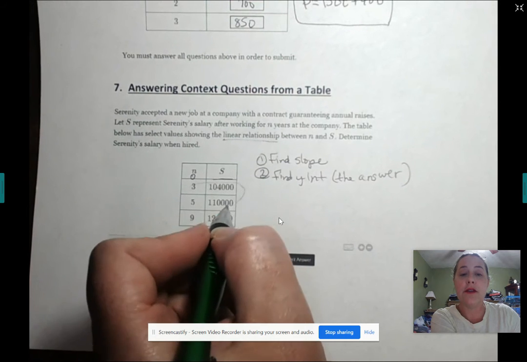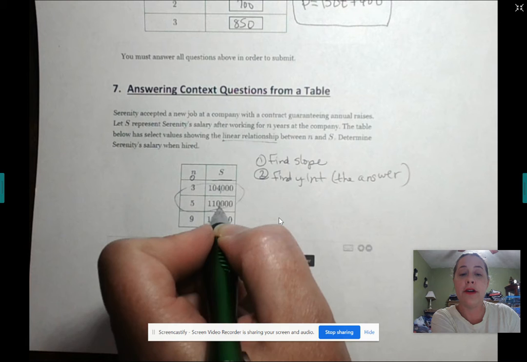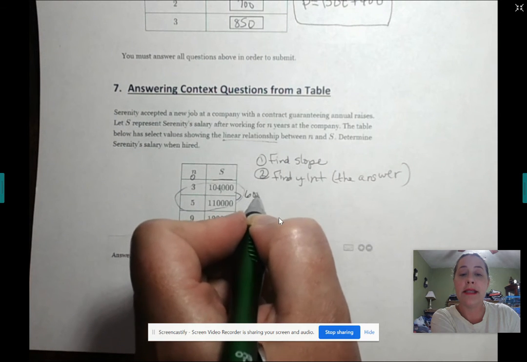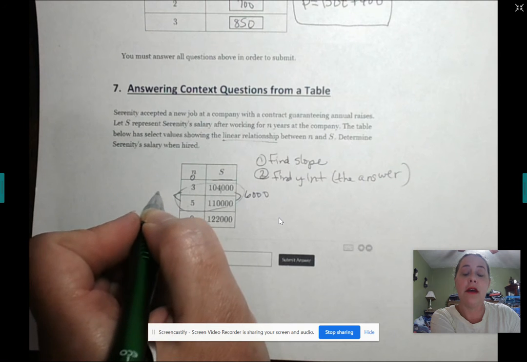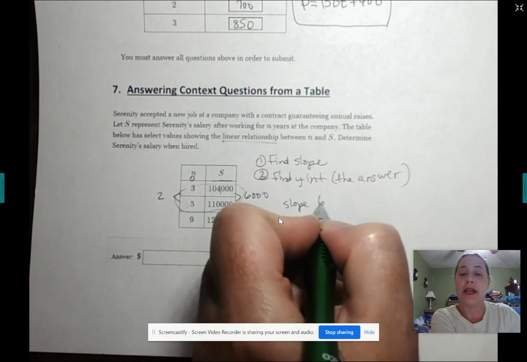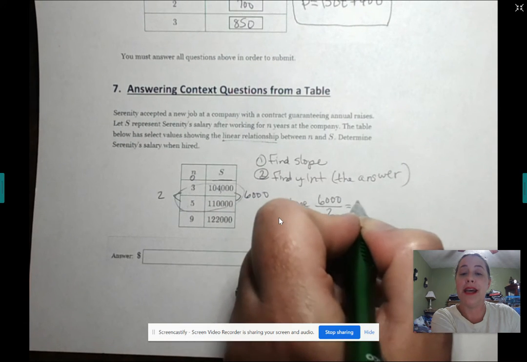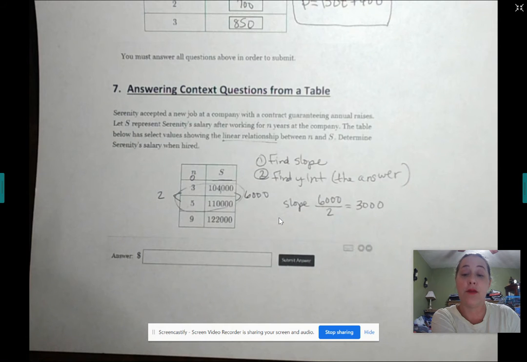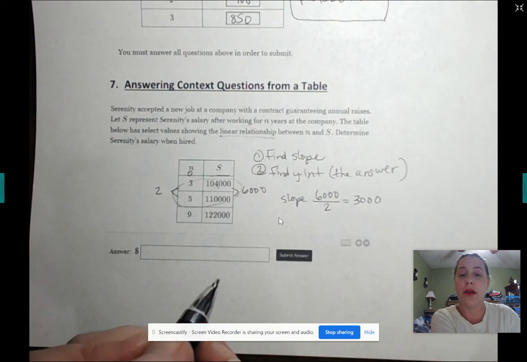So I'm just going to take these 2 points and I'm going to say, okay, what's the difference between 104,000 and 110,000? Well, it went up by 6,000. And what's the difference between year 3 and year 5? 2 years have passed. So our slope is that she made 6,000 more in a 2-year period, which means every year she was getting a $3,000 raise. So that is our slope.